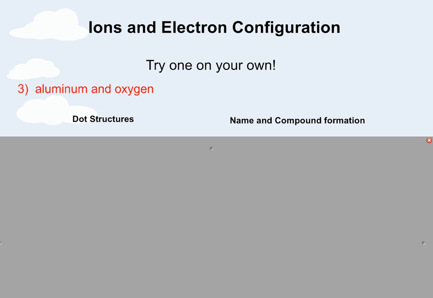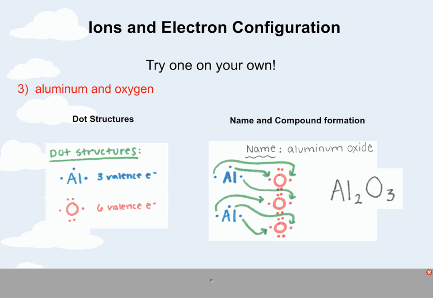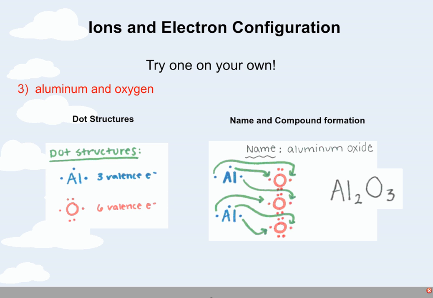Okay, welcome back. Hopefully you had success with number 3. Here's the answer for number 3. So the dot structures for aluminum, it has 3 valence electrons. Oxygen has 6 valence electrons. Aluminum, as a metal, is going to give away its electrons to oxygen. So this one's a little bit messy if you look at my compound formation. But you could also do a little cheat and crisscross your oxidation numbers to know aluminum as +3, oxygen -2, so that they're going to form in a ratio of 2 aluminums for every 3 oxygens. And this is known as aluminum oxide.